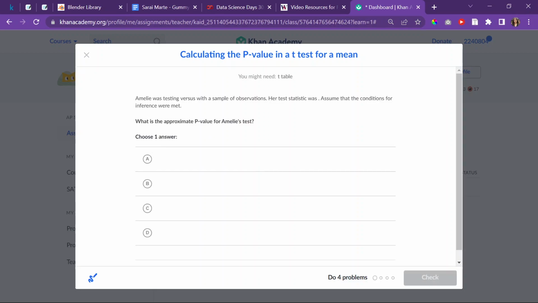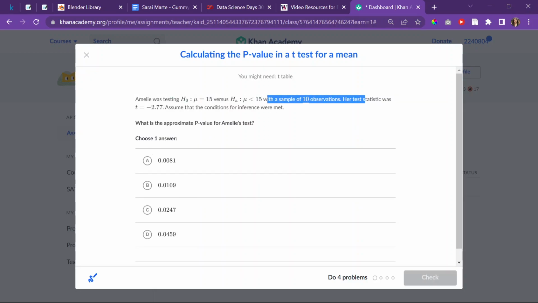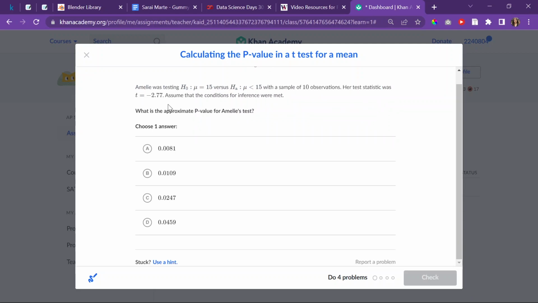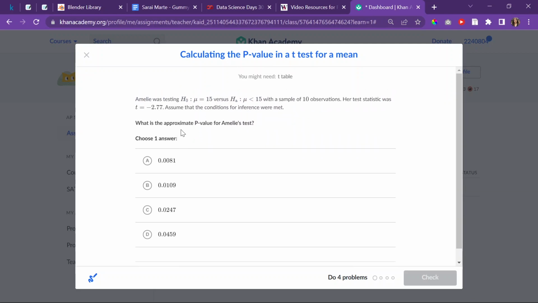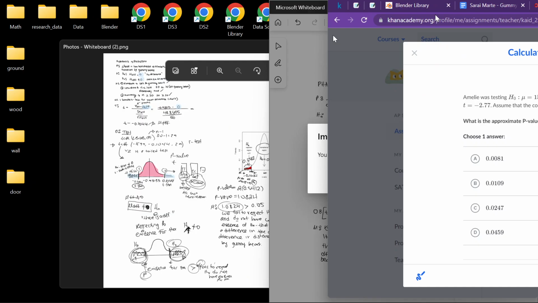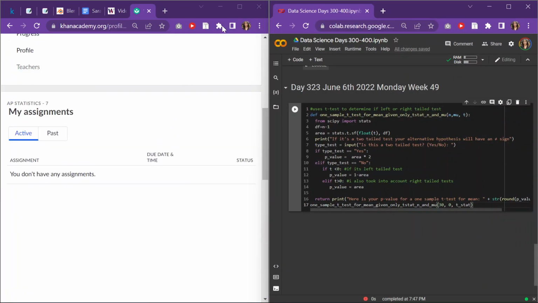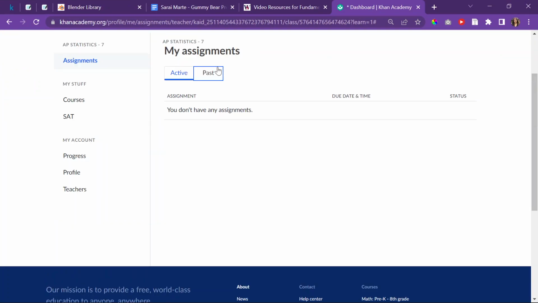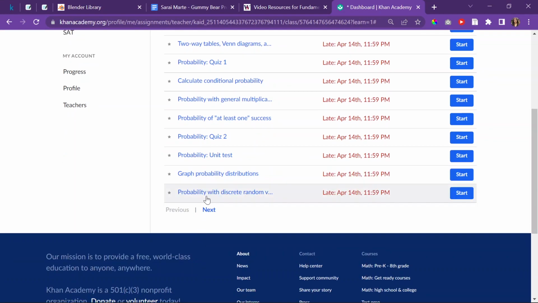I'm so tired. Amelia was testing with a sample of 10 observations. With a sample of 10 observations, her test statistic was given, assuming conditions for inference were met. Right, okay, yeah, this is perfect. This is what I needed. Okay, so I need to make sure that this thing is giving me the right answer. So let me go over here. This thing is kidding me, right? Oh my god. Go back again.